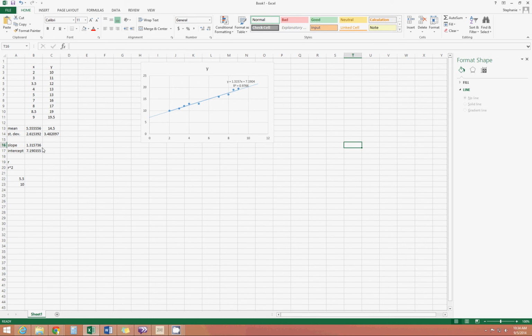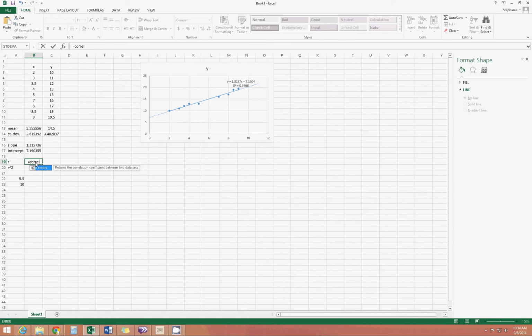Now we can go ahead and check that our equation is the same. Our slope is 1.31, yes, and our intercept is 7.19, yes. So they're both the same. You'll notice I already told it to put the r squared value on here, and that's fine. You can just do it that way, or you can go ahead and calculate it. Remember, r is correlation, and so that's what the formula is.